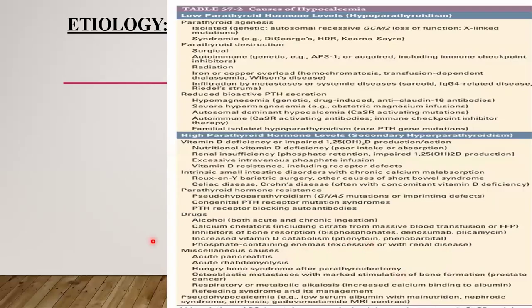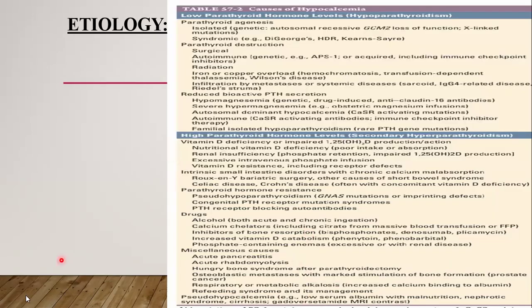and metastasis with marked stimulation of bone formation, respiratory or metabolic alkalosis, refeeding syndrome. Pseudohypocalcemia should be ruled out wherever there is low serum calcium with malnutrition, nephrotic syndrome, cirrhosis, and even after some MRI contrast injection. So these are all causes of hypocalcemia.